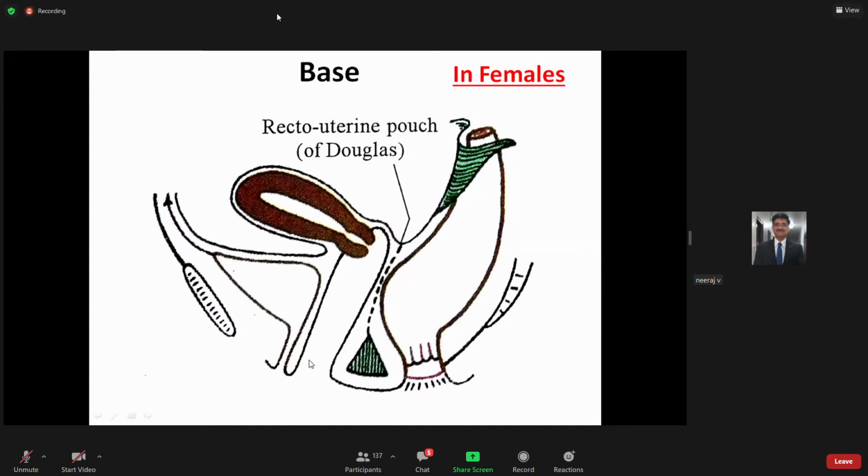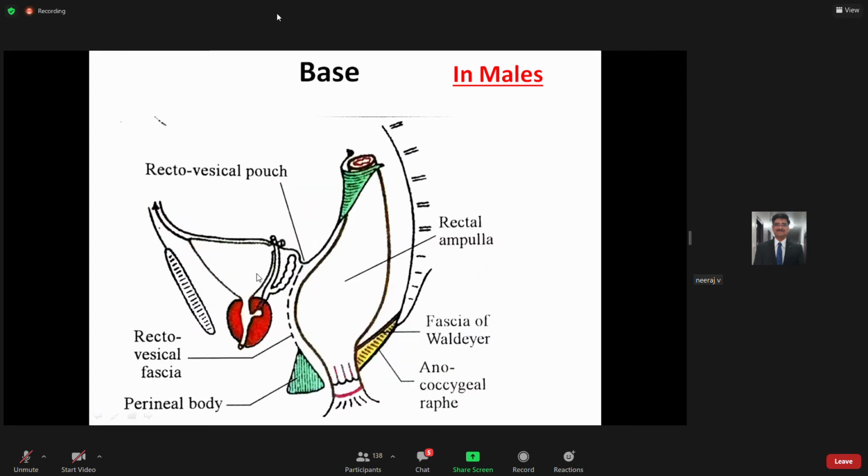This is basically the vagina, the cervix of the uterus. This is the cervix of the uterus. Here, this is the uterus, right? So between the urinary bladder and the rectum, in the case of female, you have this structure, and in the case of male, directly the base is in relation to the rectum.